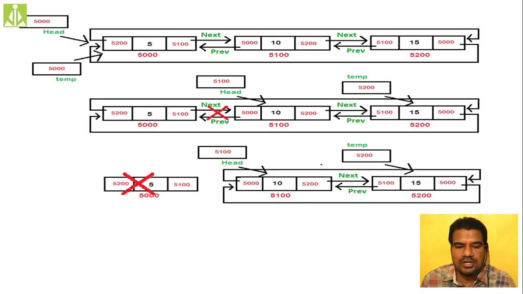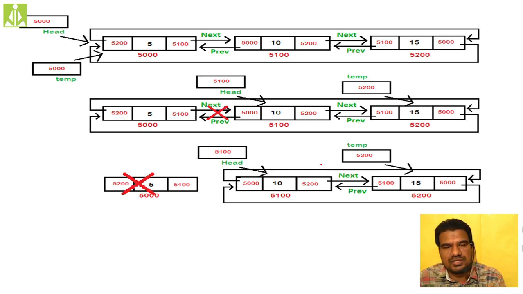Take a temporary pointer and make the temporary pointer point to the last node, and move the head pointer one step ahead, and with the help of temp of next delete the first node, because temp of next will point to the first node, isn't it?